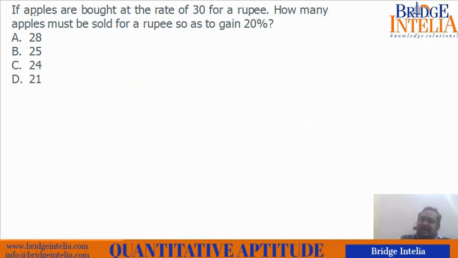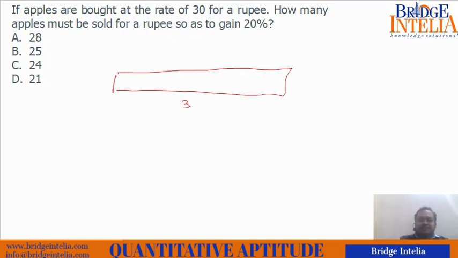All these are actual questions that have been asked in previous years. So if apples are bought at a rate of 30 for a rupee, how many apples must be sold for a rupee so as to gain 20%? So you have already bought 30 apples. Your motive is to gain 20%. That means you think this way: you are going to sell 100% and keep 20% with you. So this 20% would act like a profit to you.